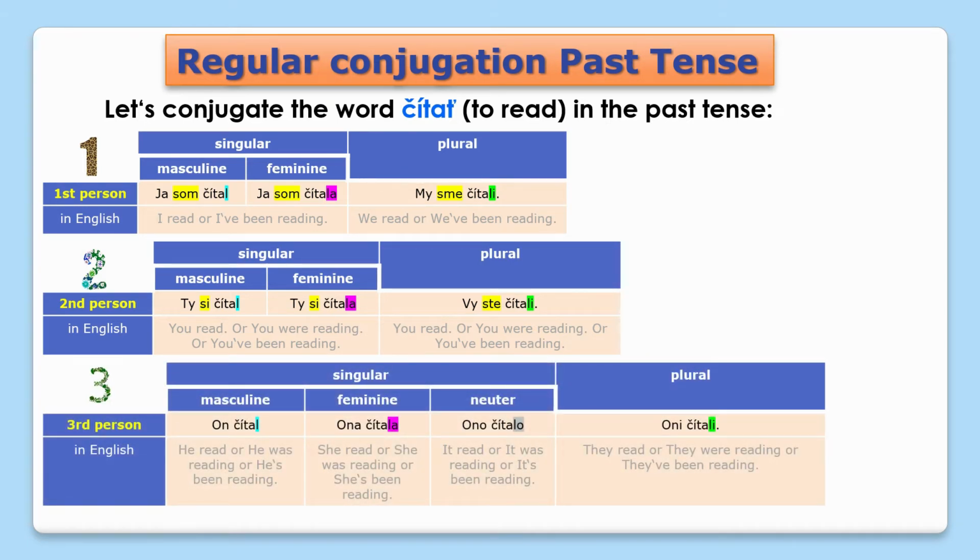Third person singular, masculine, on čítal. Third person singular feminine, ona čítala. Third person singular neuter, ono čítalo. And in plural, oni čítali.